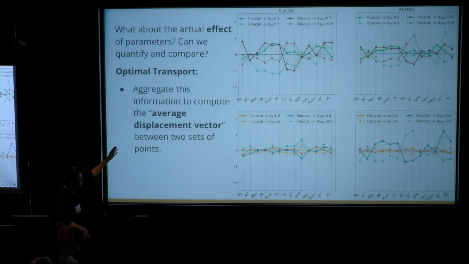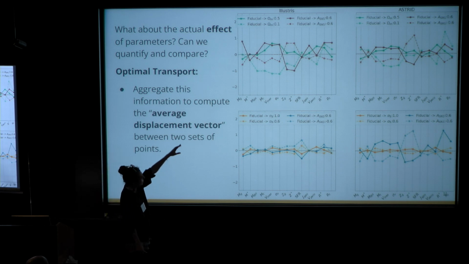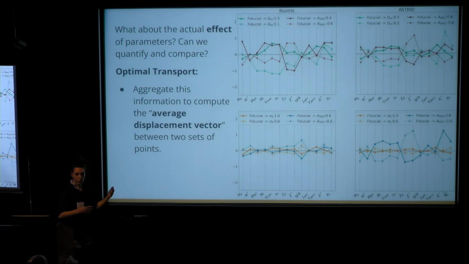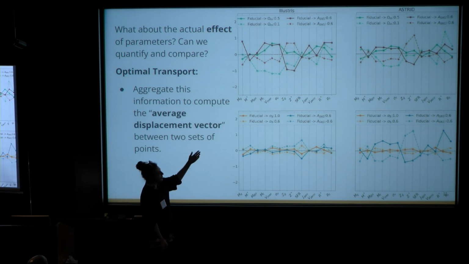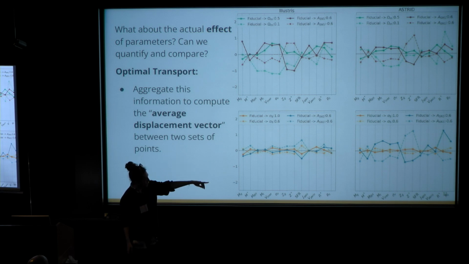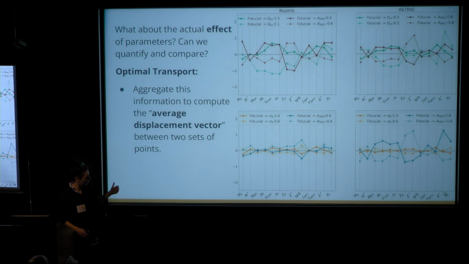What you can see is that for some of the features, if the displacement vector has the same shape between those parameters, they will create degeneracies against each other, because you can cancel the effect by moving one in the other direction. You can also see which features will break the degeneracies, because they don't have this symmetric effect. You can see as well that, as expected, ASN2 is way stronger in Astrid than in Illustris, which you would absolutely expect.